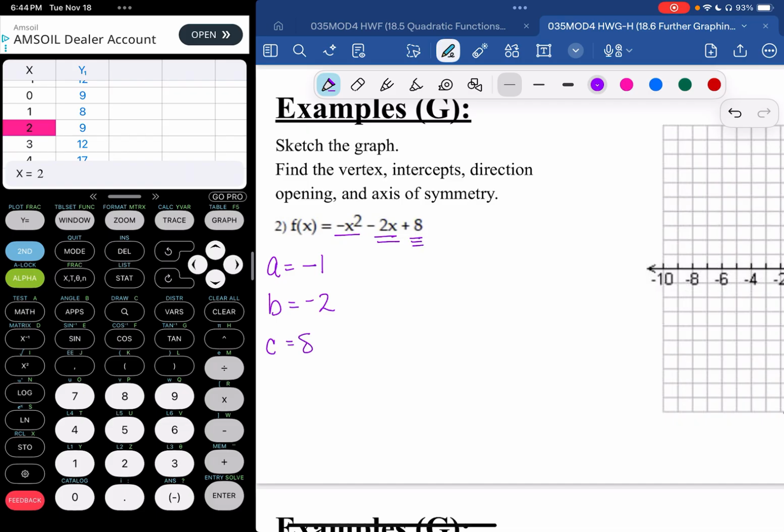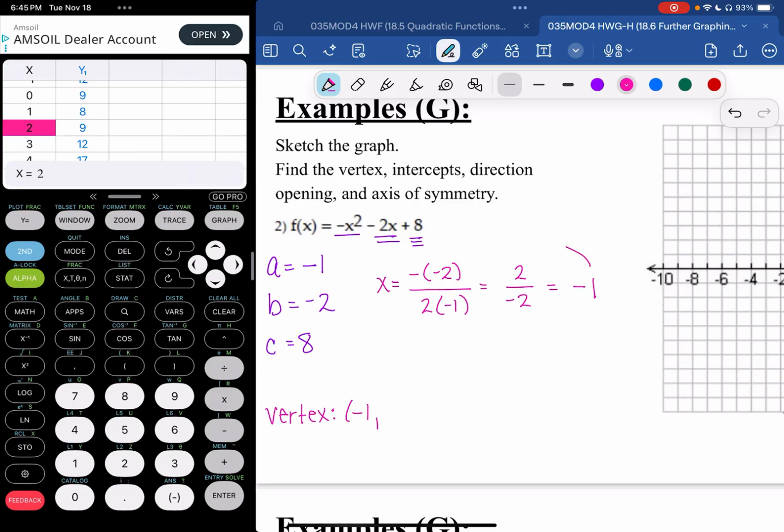That would be 8. So if I find my x of my vertex, it's going to be negative b, so negative 2 over 2a, and I'm going to simplify that. So I've got a positive 2 over negative 2, which simplifies to negative 1. So for my vertex, now I know the x value is negative 1.